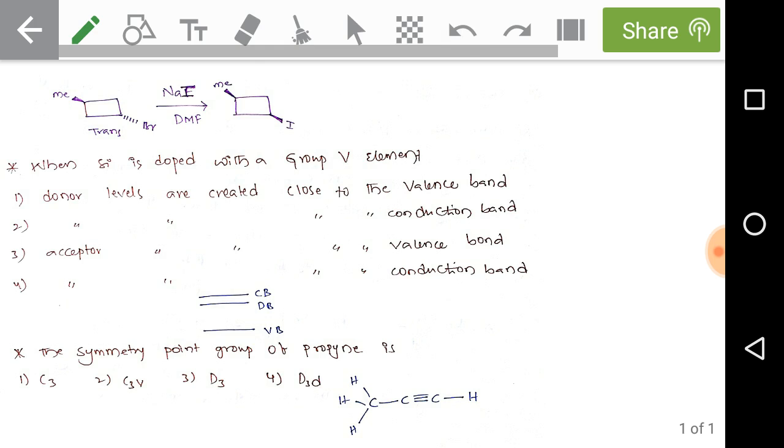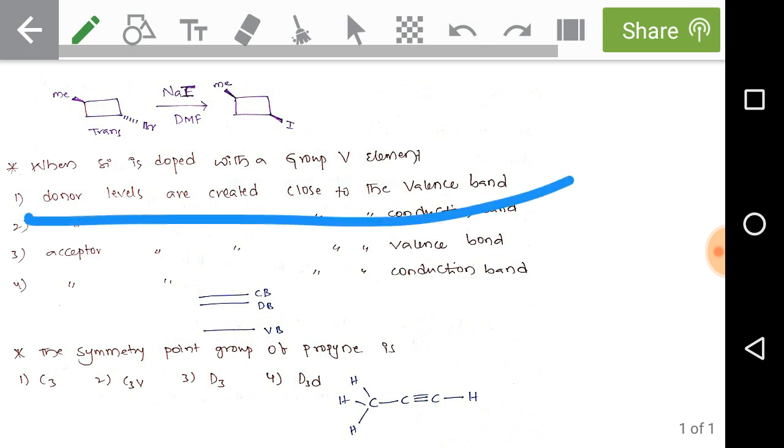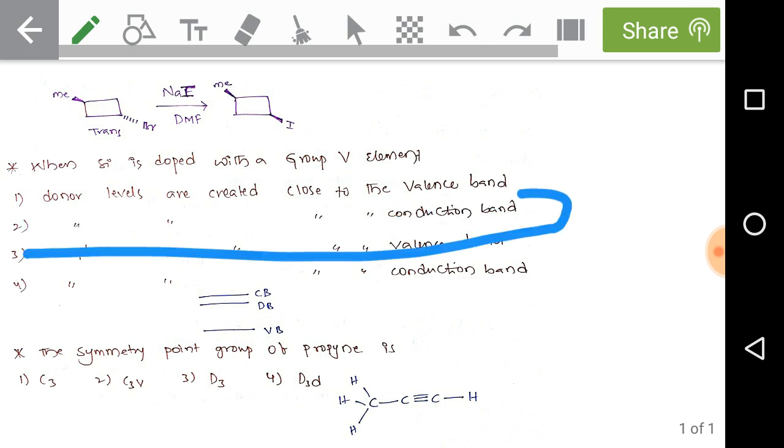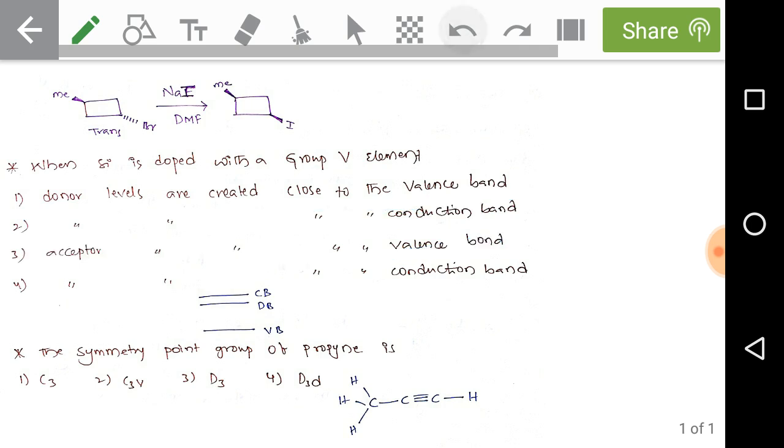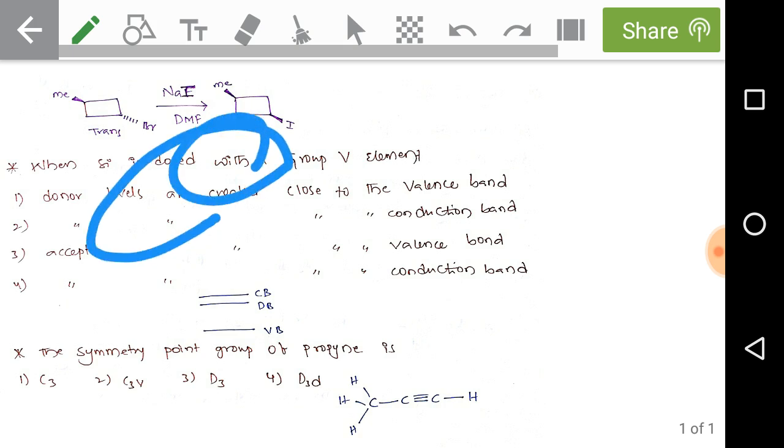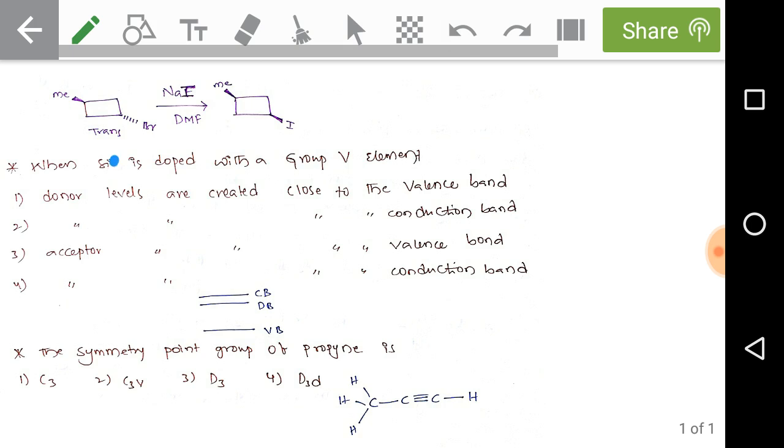Whenever we see an n-type conductor, a new donor level is created, and that donor level is near the conduction band, and conduction takes place through the extra electrons. So the donor levels are created and they are closer to the conduction band. So the second option is the correct one. Whenever the same silicon is doped with third group elements, that means boron group elements, there is electron scarcity, that means fewer electrons. Conduction takes place through holes. We call them p-type conductors.